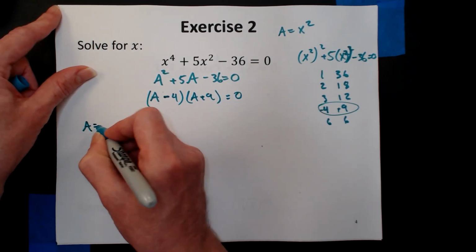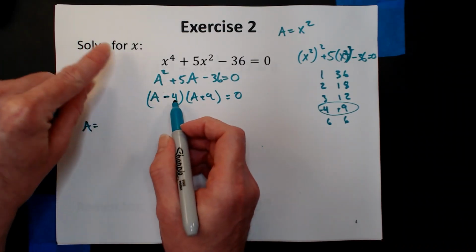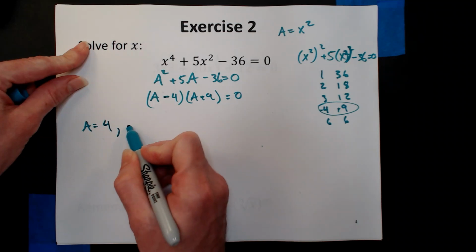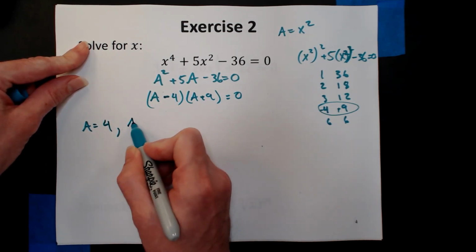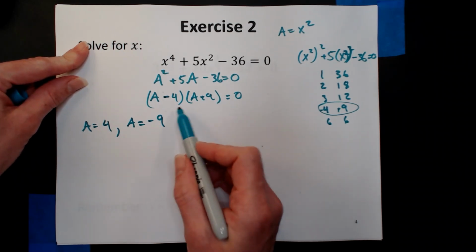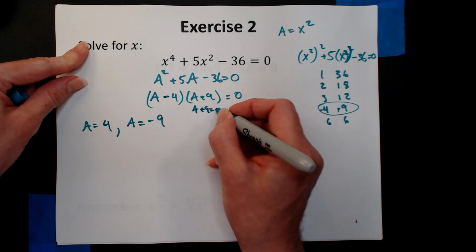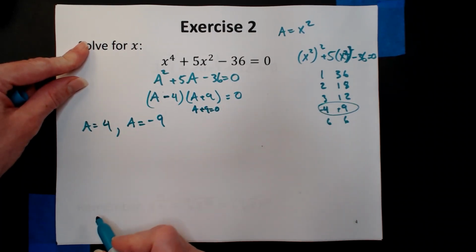So I'm going to get 2 answers. You can just look at this and examine that the leading coefficient is 1 right here in front of the a. You say a could be 4, or a could be equal to negative 9. So just by examination you can tell that. If you need to set each factor equal to 0 and solve, that's fine too. You'll get the same thing.